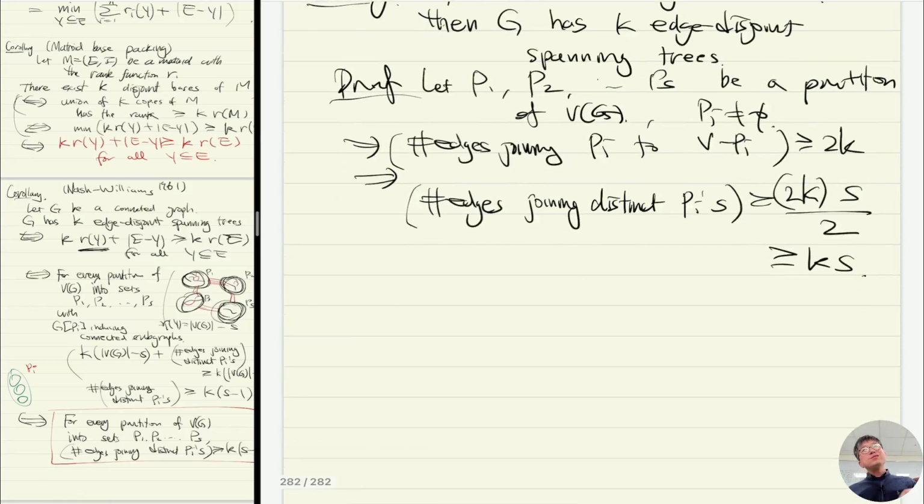Why do I divide by 2? Because each edge is counted twice, once at i and once at j, right? So this implies that there are k edge-disjoint spanning trees.